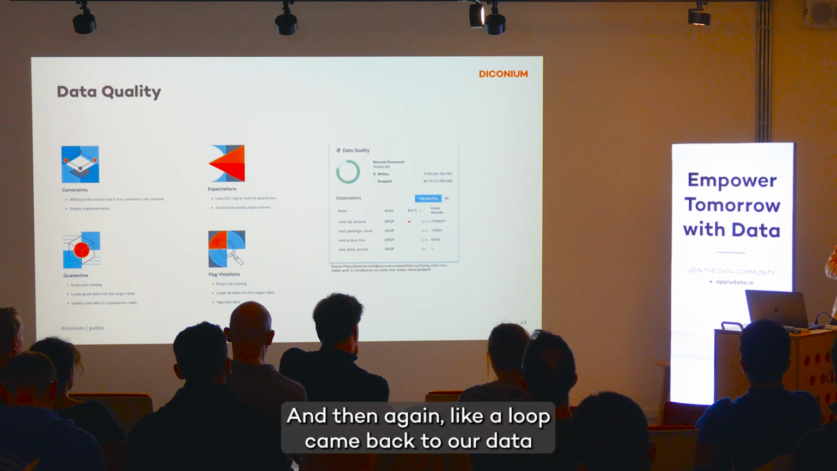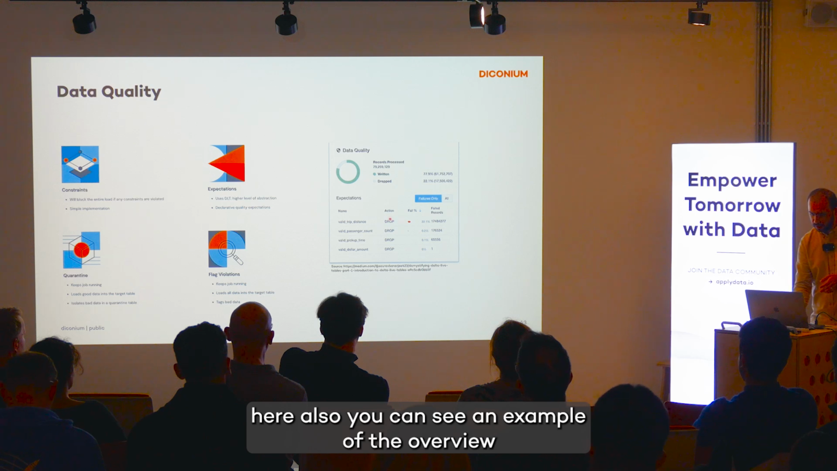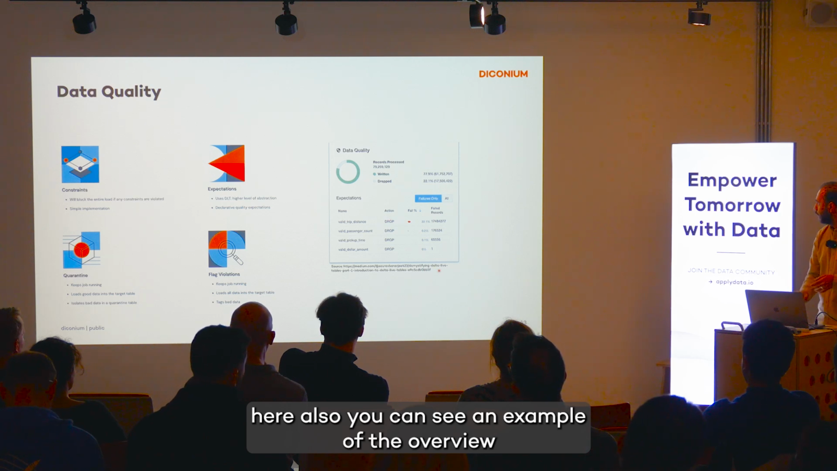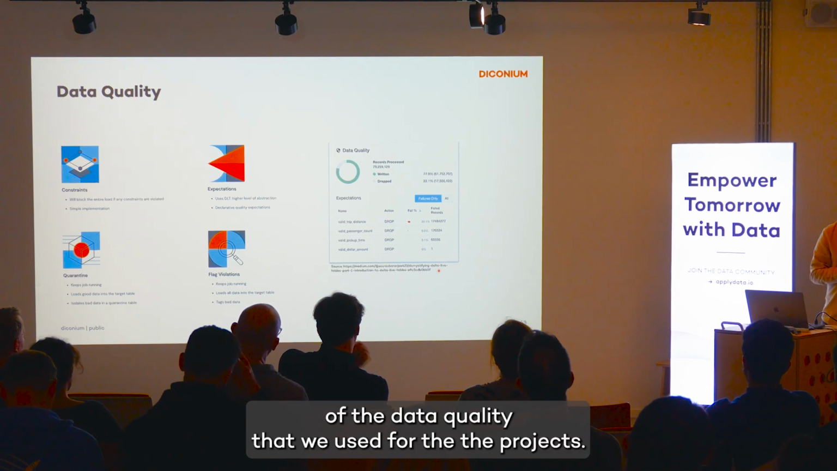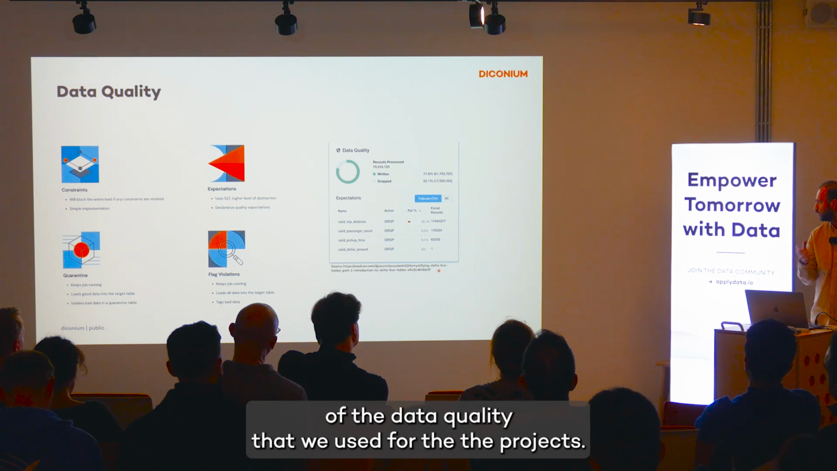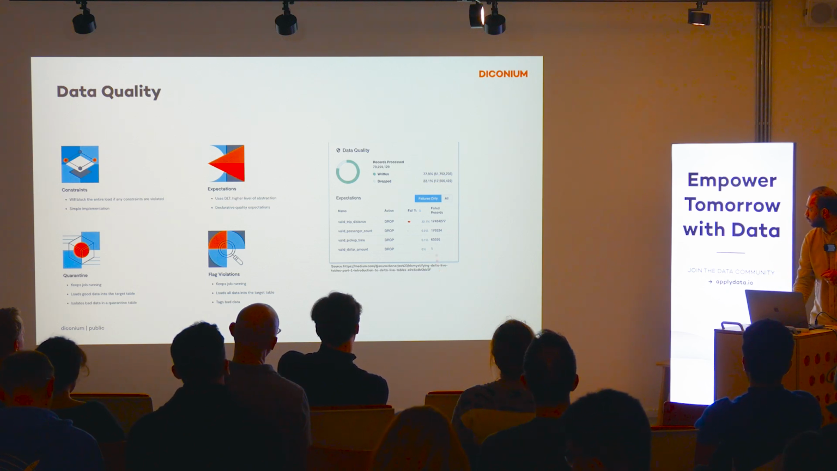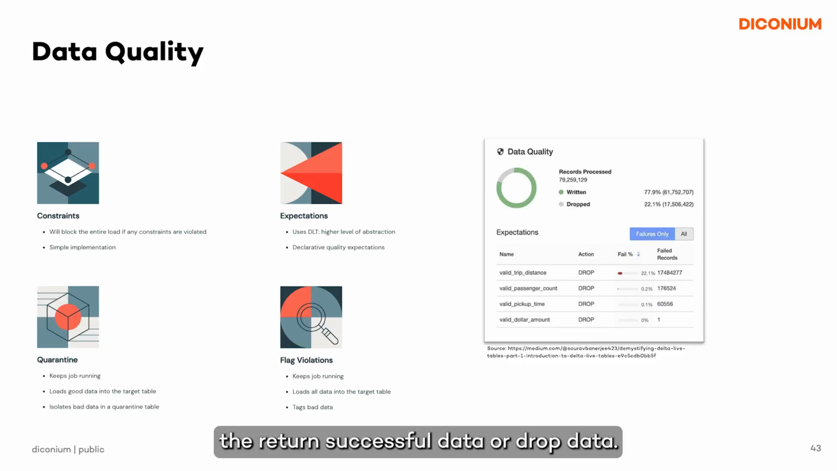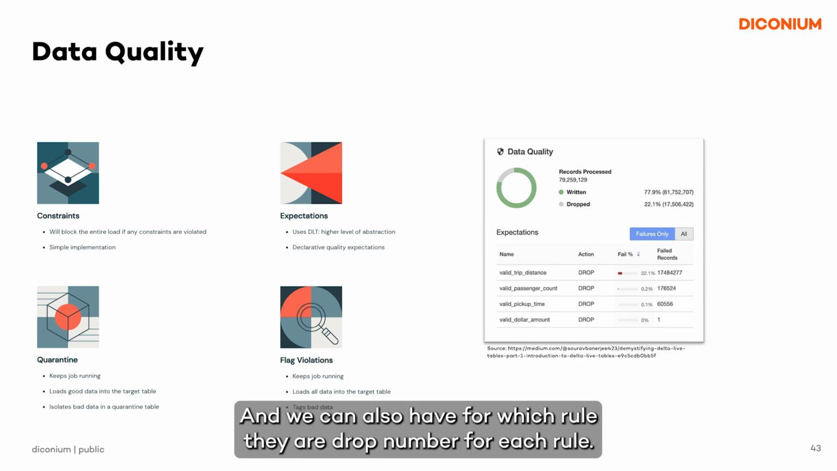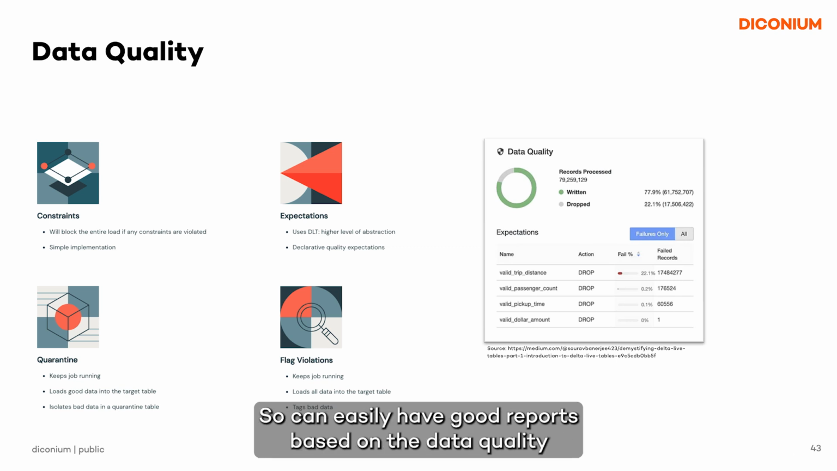Here you can also see an example of the overview of the data quality that we use for the projects. You can see the written successful data or dropped data, and we can also see for which rule they were dropped, with a number for each rule. So you can easily have good reports based on the data quality.